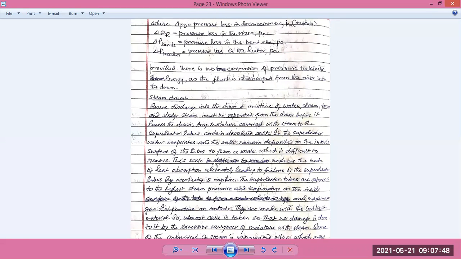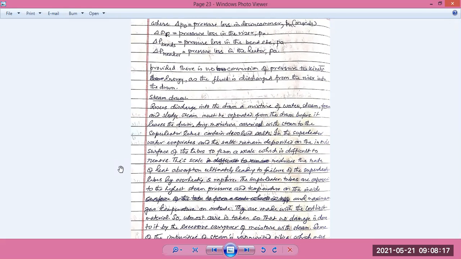This scale reduces the rate of heat transfer, ultimately leading to failure of the superheater tubes by overheating and rupture. The problem is that the superheater is heated by the flue gases, and if the heat is not directly transferred to the water, it is absorbed by the walls of the tubes or by the slag or salt deposited on the tube.